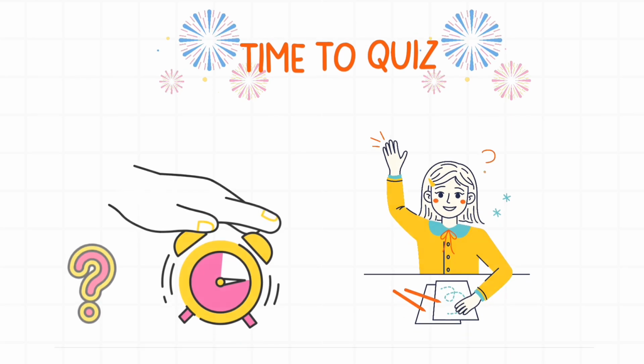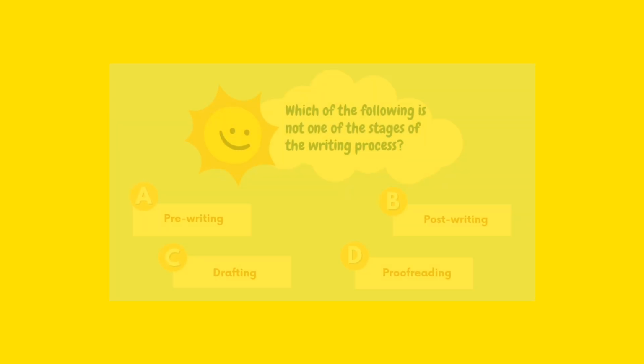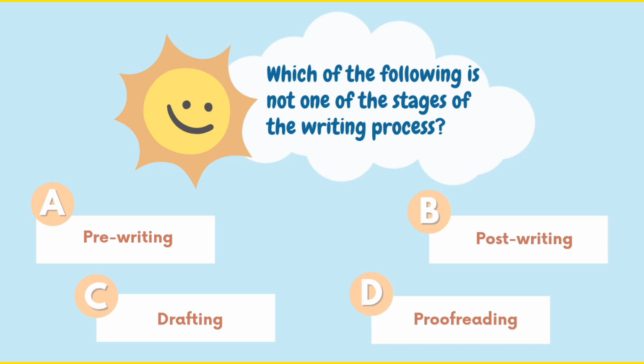Now it's time for the quiz. Which of the following is not one of the stages of the writing process? A. Pre-writing, B. Post-writing, C. Drafting, and D. Proofreading. If you say B, you are correct.